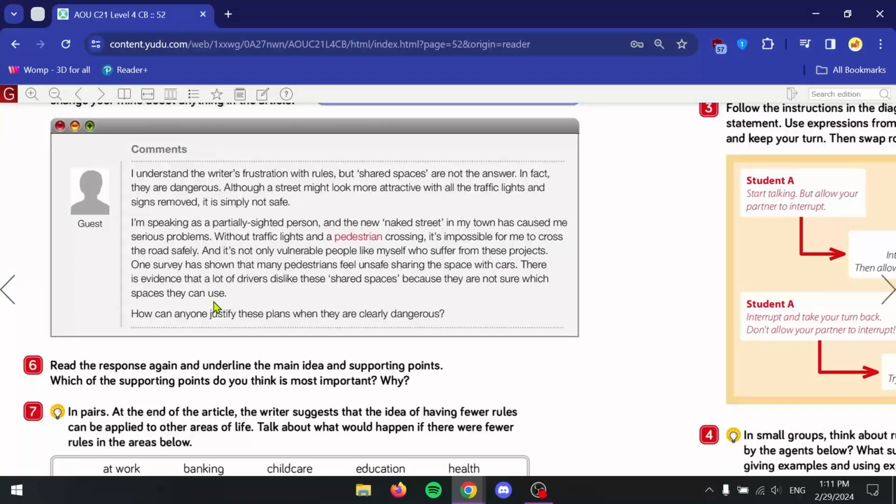I don't know which one you chose, but for me personally, I'd have to say the fact that as a partially sighted person or someone that is disabled, this new naked street in town has caused serious problems, because to me, this supporting point makes sense. How can someone cross if they can't see? And there's no signs telling cars to stop or that this is an area where people come and go a lot or this is a school. So this to me is the most serious as it can cause the most accidents. The other 2 are important, but this to me is the most important. Okay?